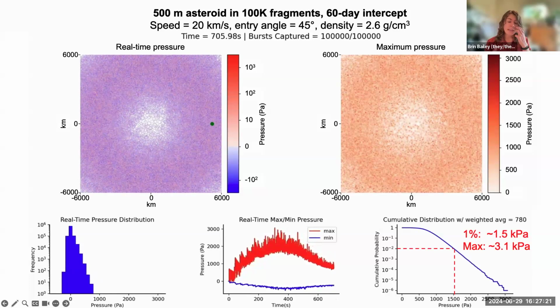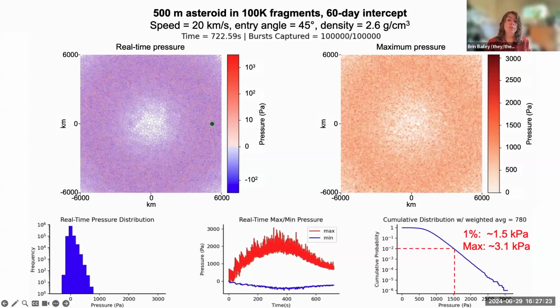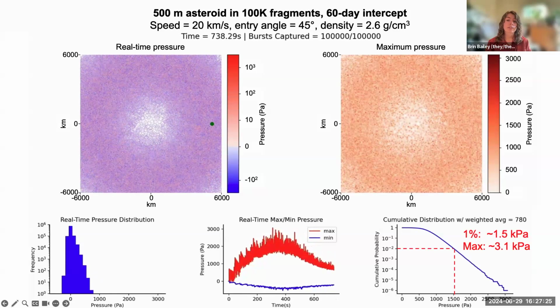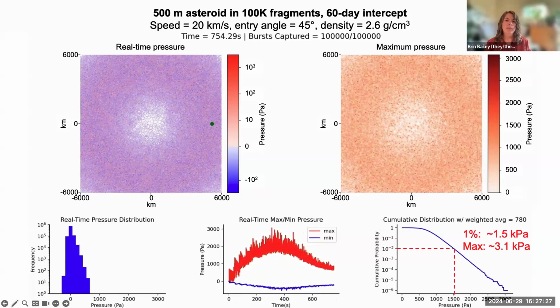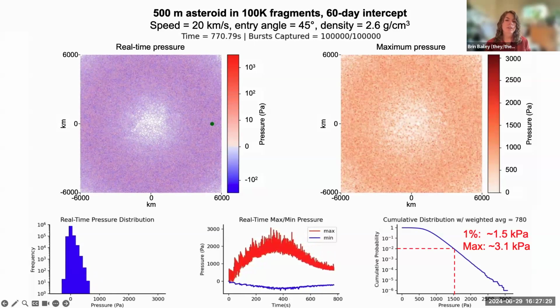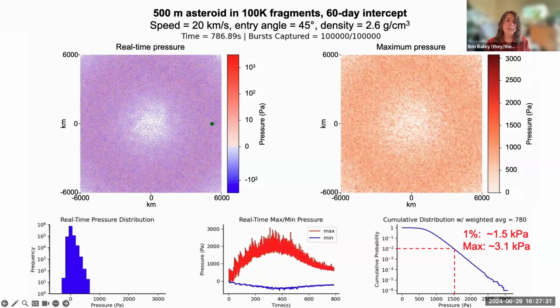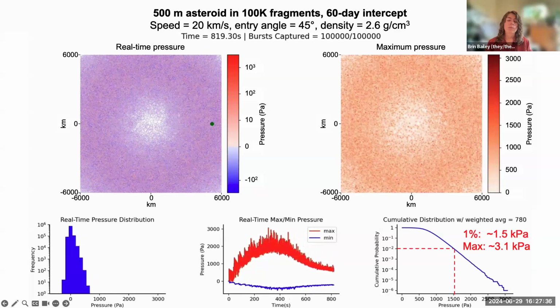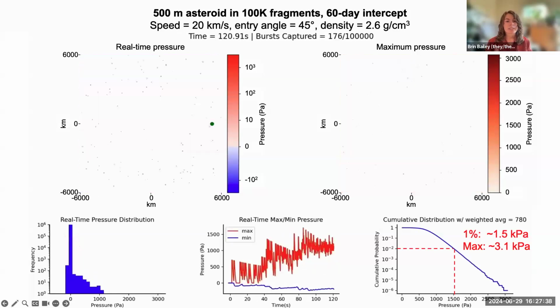And again, the cumulative distribution function shows that the pressures experienced throughout the scenario are reasonable, with an average of about 800 pascals, a 1% value of about 1.5 kilopascals, and a maximum around 3 kilopascals. Again, we really want to keep everything below that. So this is kind of pushing it.